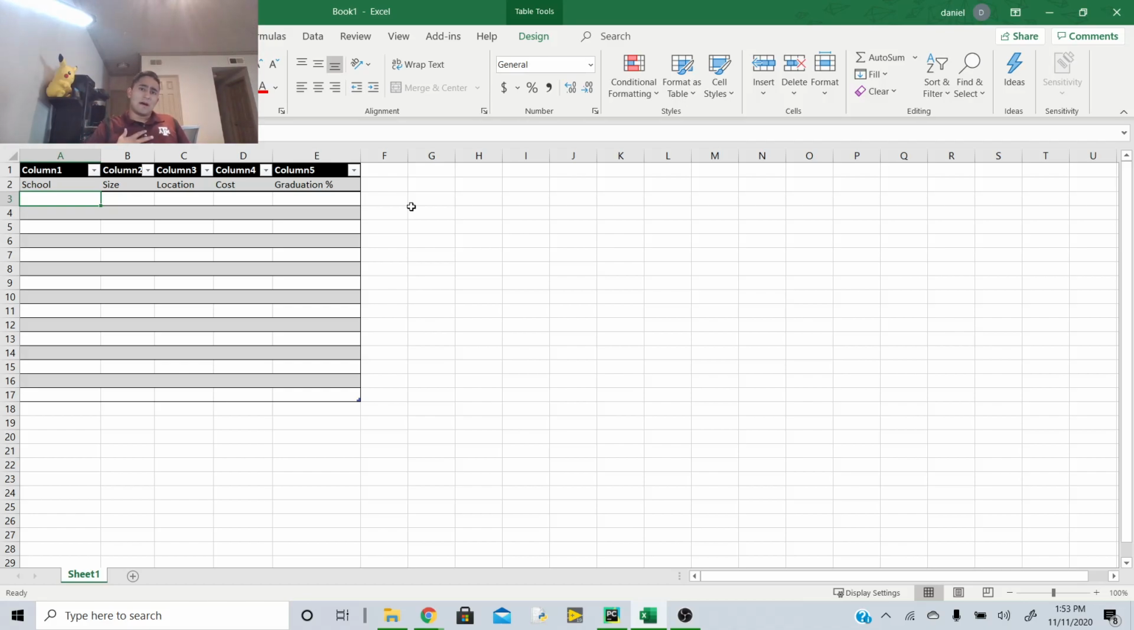I just picked four of the qualities that I would ultimately choose based off of, and everyone's might be different. You can add as many as you like, but what I would do is first create an Excel sheet like I have here, where you have the school name on the left, and let's just say let's do Texas A&M.